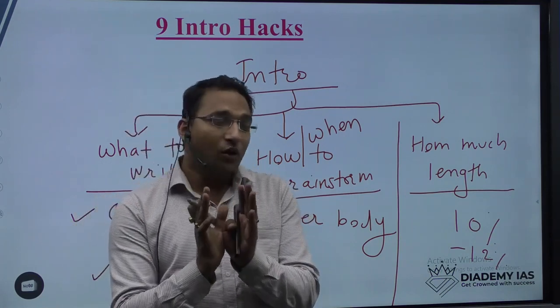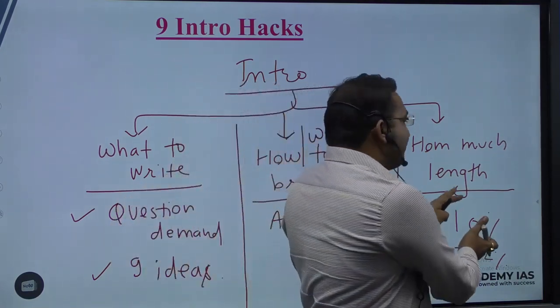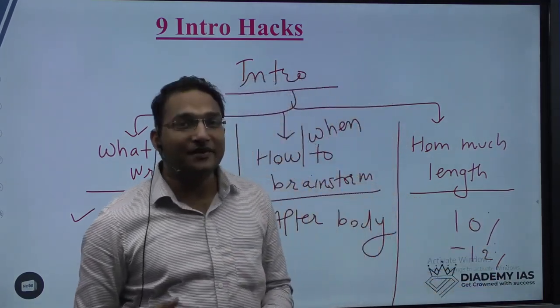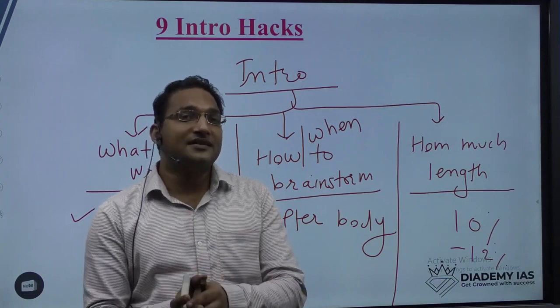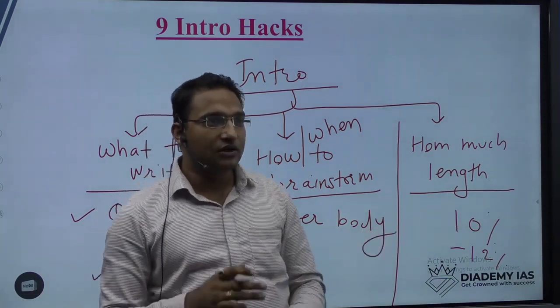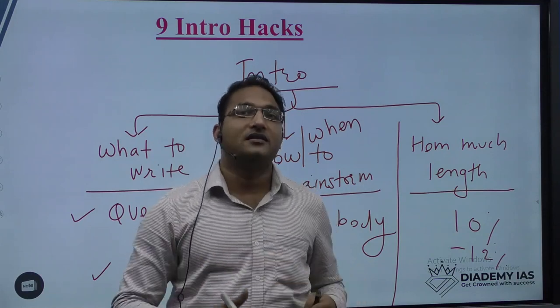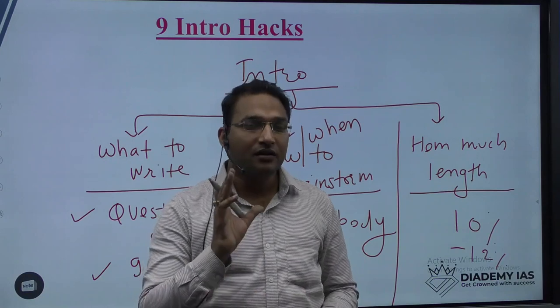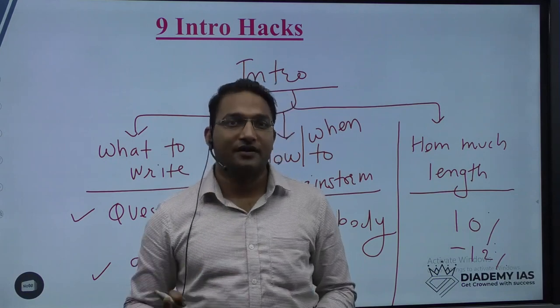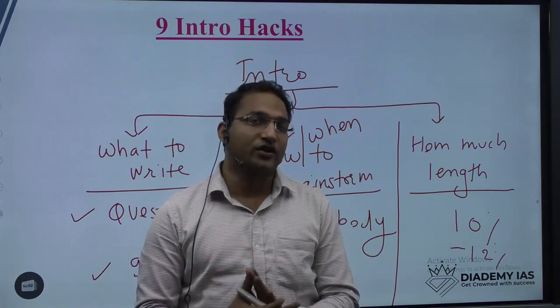10% should be the length. Now 10% is the average length. In some cases it can be 5% also. Suppose aapka koi content achha nahi hai. Or in some cases it can be 15% also. Like you are writing and in flow you have to write certain statement. But average ki hum baat kar rahe hain, that you have to maintain average 10% to 12%. This is about the length of the introduction.